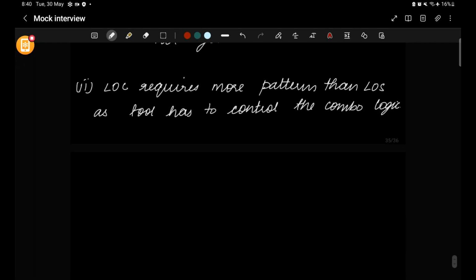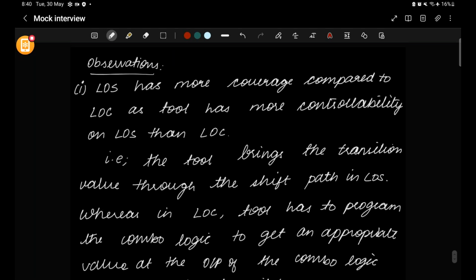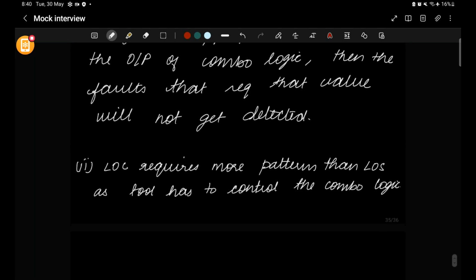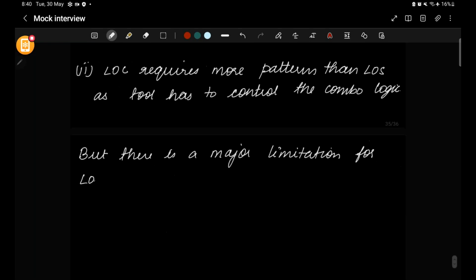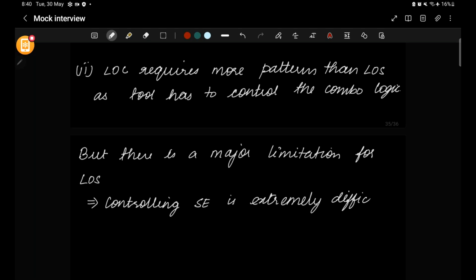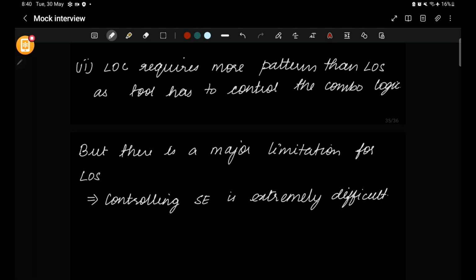Even though LOS has more coverage and requires fewer patterns, there is a major limitation in LOS. So what is that limitation? Controlling scan enable is extremely difficult.